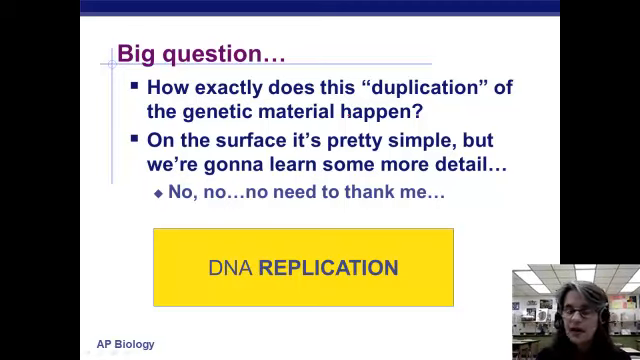And remember, we only copy it just to pass information on to the next generation. This isn't going to tell us anything about how DNA creates your body, how it helps your body function while you're using your body. We are just learning about how DNA gets copied so we can give a set to offspring.